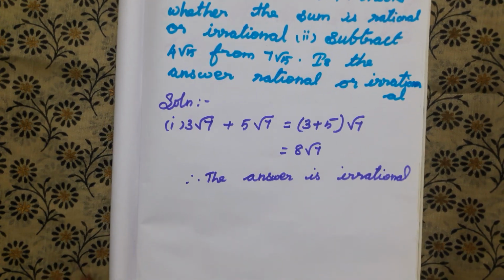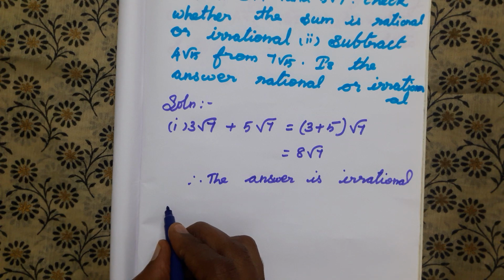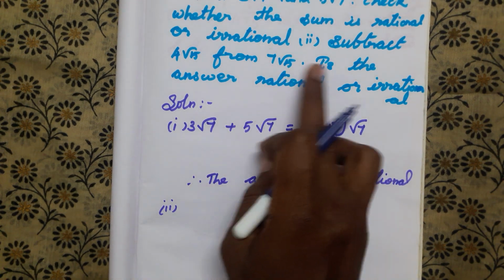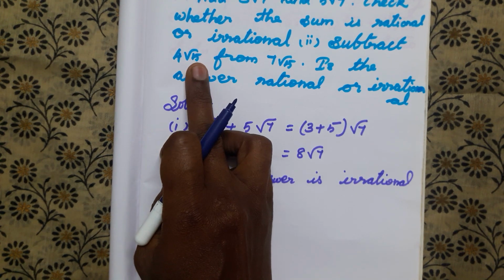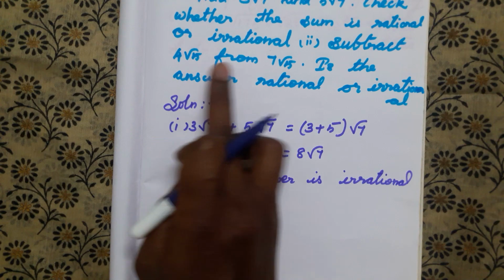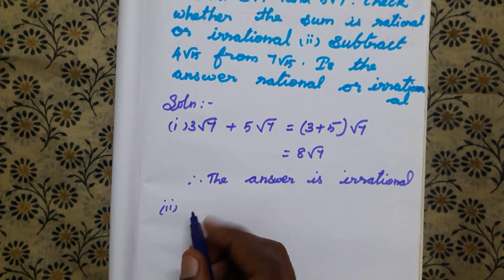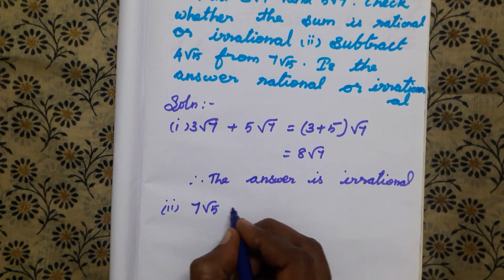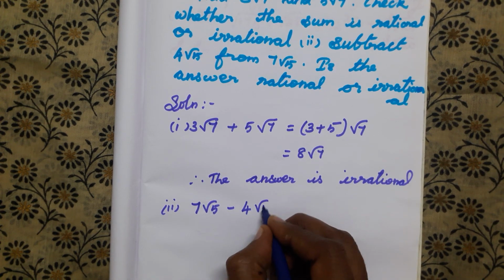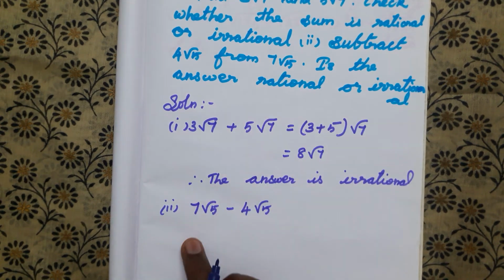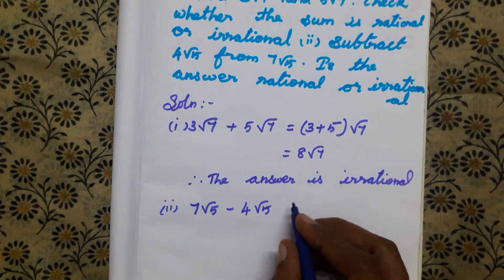Then the second part, second question. Subtract 4 root 5 from 7 root 5. It's equal to 7 root 5 minus 4 root 5. From means this number only we first have to write. 7 root 5 minus 4 root 5.